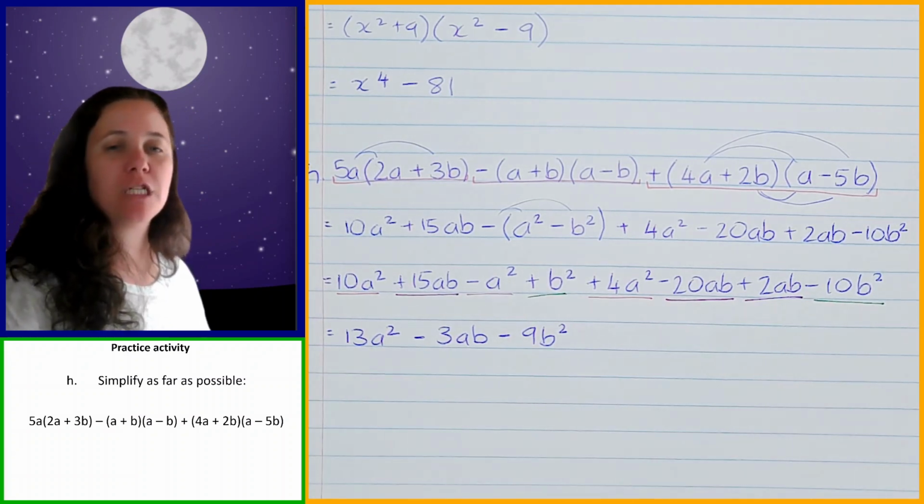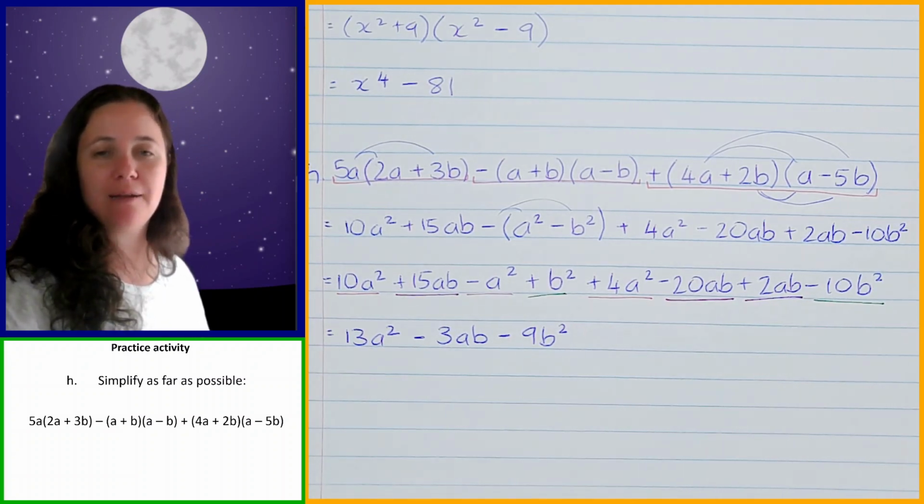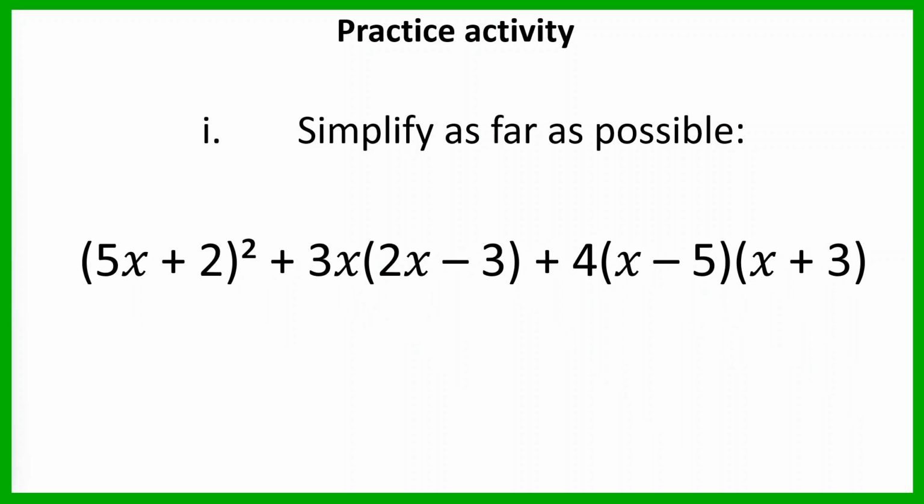Right, let's go on to the last one for today, which is question I. Okay, so here we've got 5x plus 2 in brackets squared plus 3x times 2x minus 3 in brackets plus 4 times x minus 5 in brackets times x plus 3 in brackets. Let's give you 3 minutes for this one as well.